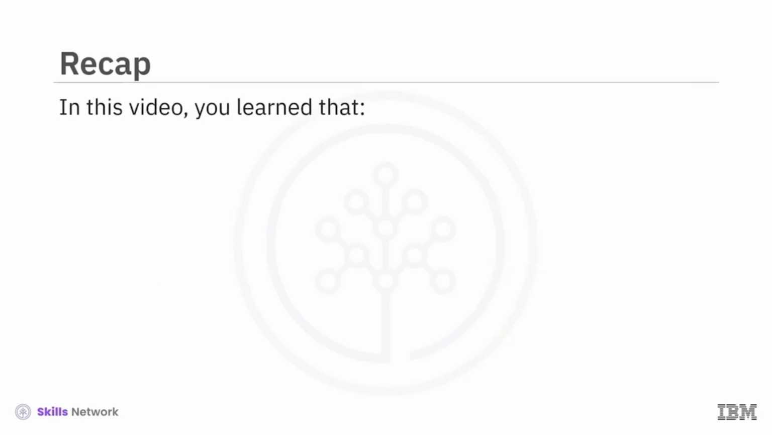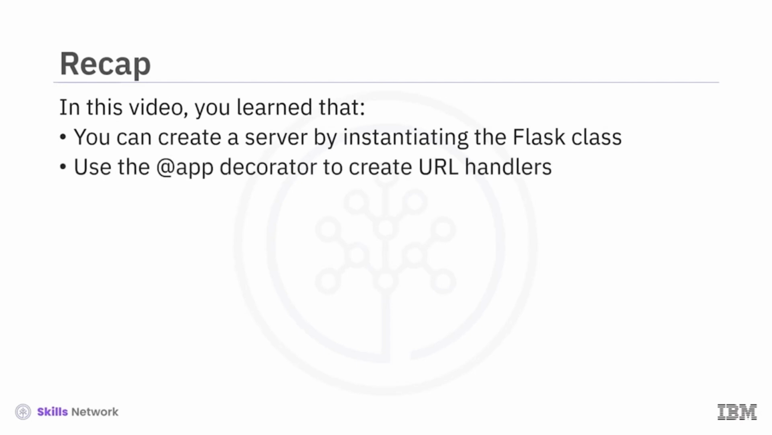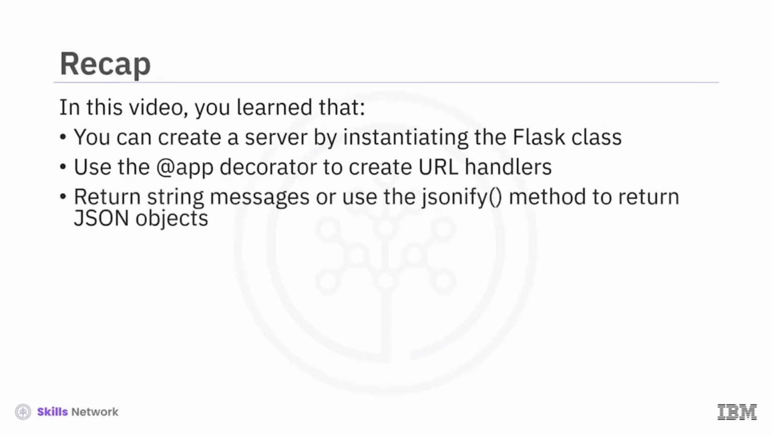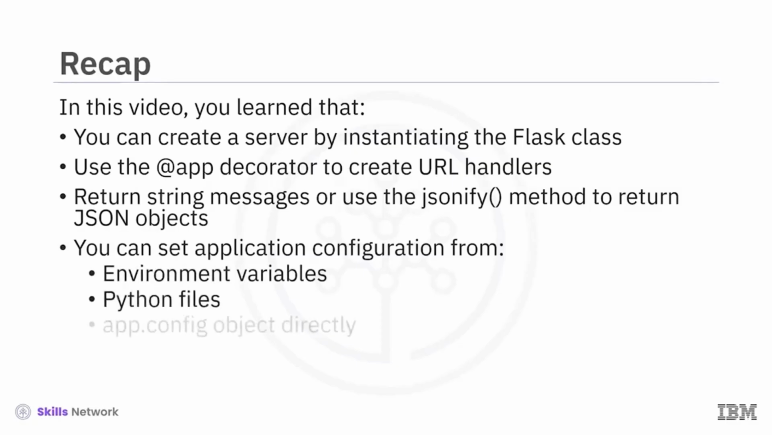In this video, you learned that you can create a server by instantiating the Flask class. Use the @app decorator to create URL handlers. Return string messages or use the jsonify method to return JSON objects. And you can set application configuration from environment variables, Python files, and the app.config object directly.